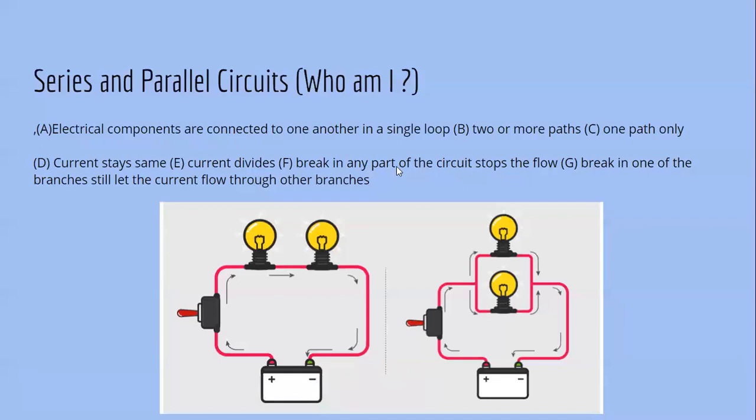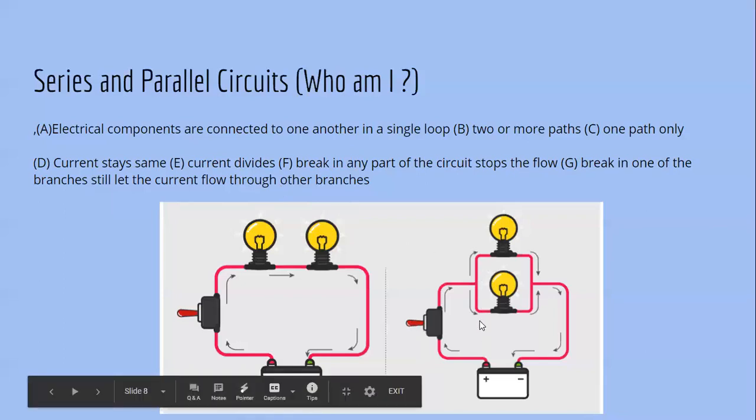Now, a break in any part of the circuit stops the flow. A break in one of the branches still lets the current flow through other branches. So when there's a break in any of the branches, for example, if this branch is not working, the current will still flow through this path and reach the negative terminal. So this bulb will light up, but of course this bulb is not going to light up. But if there's a gap over here, then you know that both of these bulbs are not going to light up.